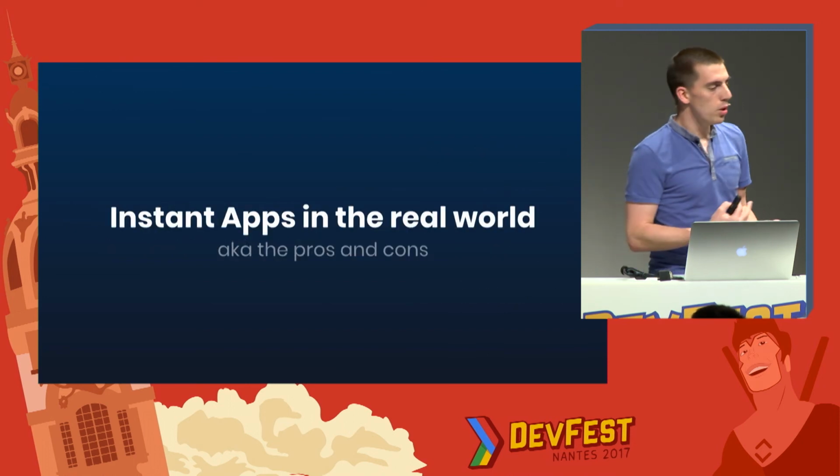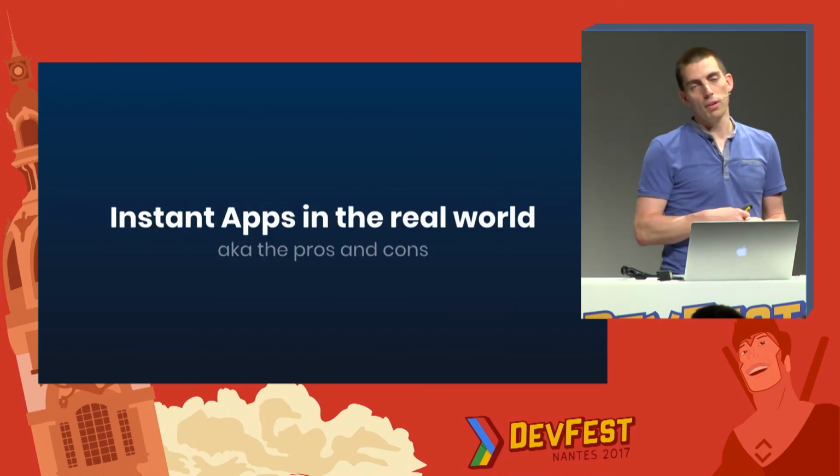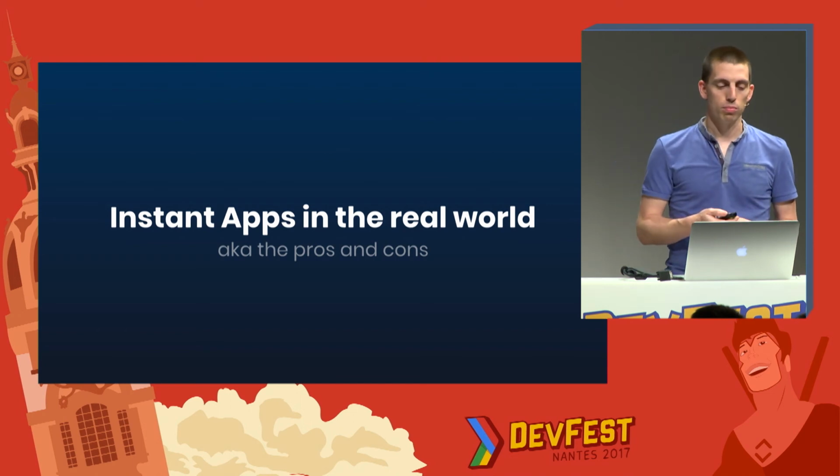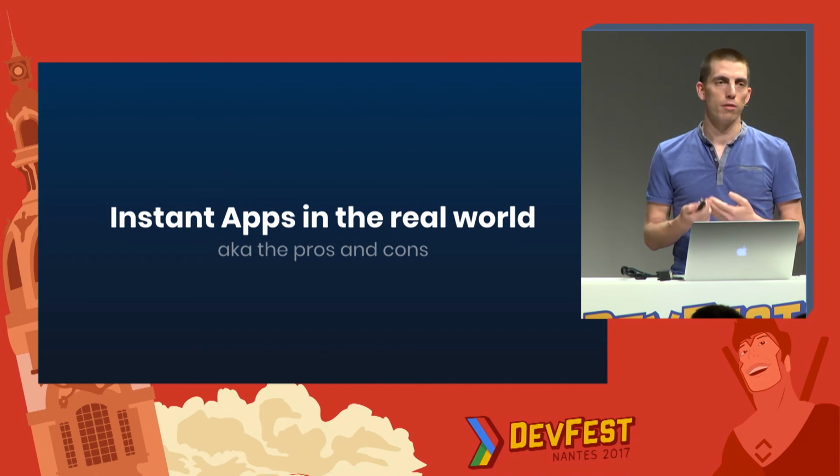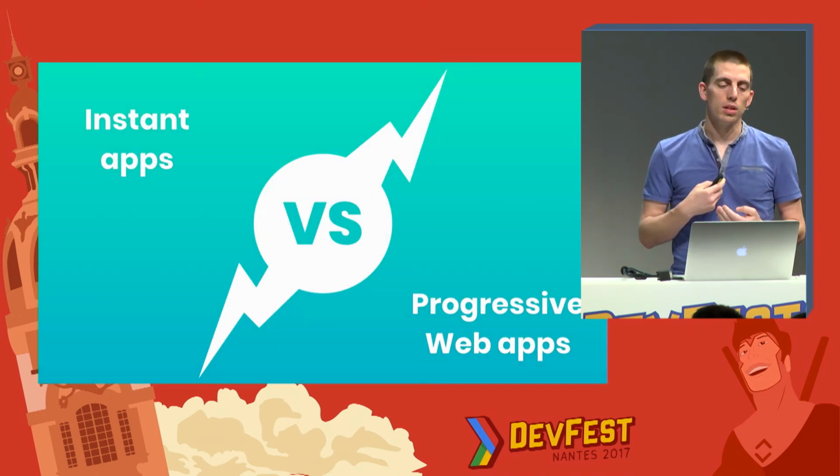So now that we know how instant app is working, you may have asked, how does it work in the real world? Well, for me, there are a lot of pros and cons, and especially there is this question: what's the difference between an instant app and a progressive web app?